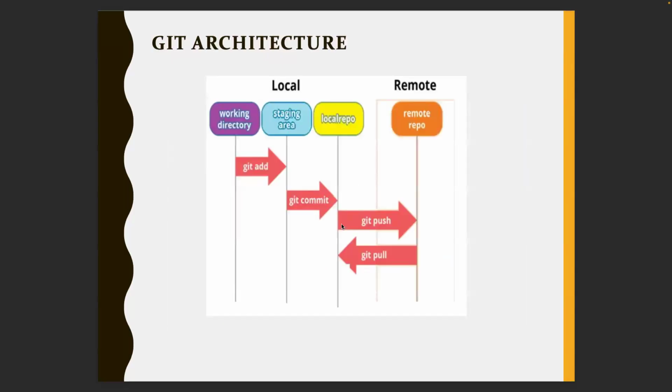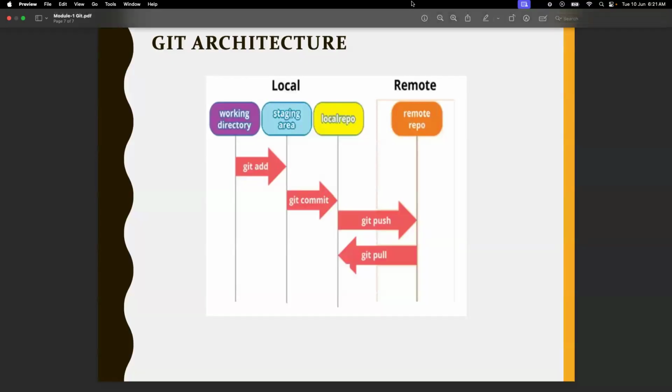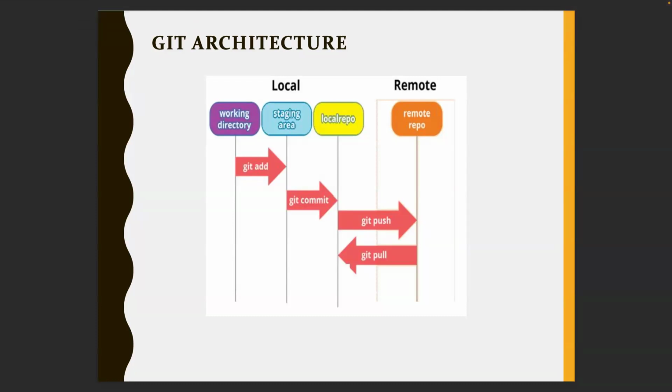Now, let us get into the architecture of Git in particular. We discussed the architecture of a distributed version control system in general, right? That's the general architecture. Let's talk about the architecture of Git in particular. So if you see, this is your local computer, which we are talking about, and this is the remote one.